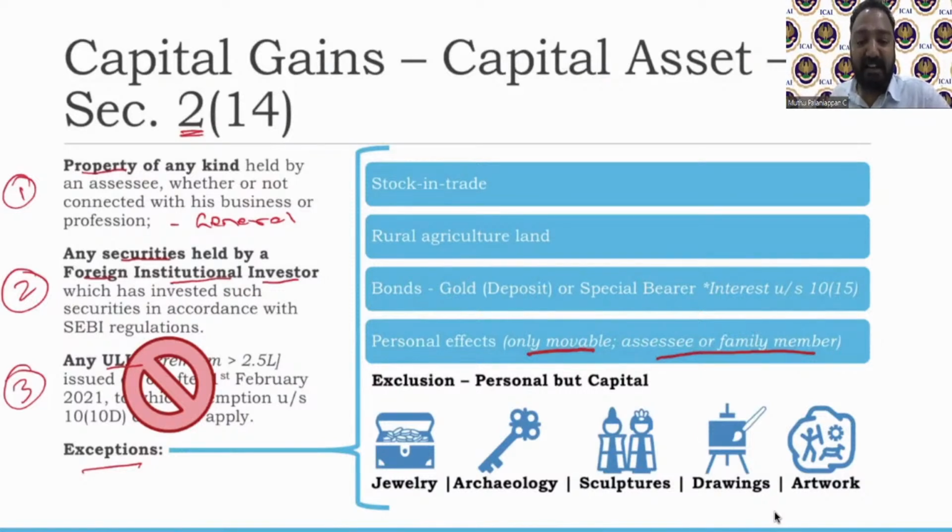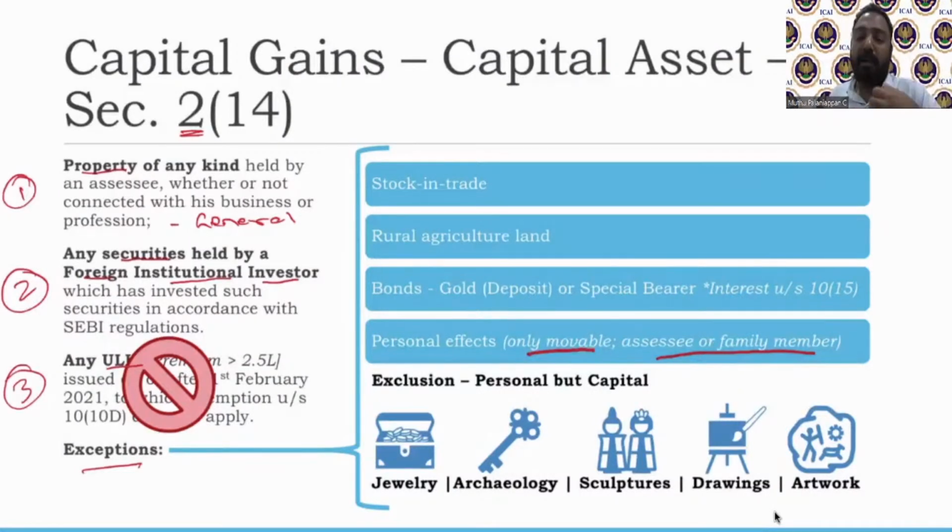Jewelry, archaeological collections, sculptures, drawings, and any other art form. So jewelry, even if it is a personal asset, even if it is a movable asset, it is still a capital asset. Any archaeology asset. What is archaeology? Old historical monument or something where you have identified some asset out of it. Such assets, even if movable, are still a capital asset. And sculptures, old sculptures or whatever it is, even if personal, it is a capital asset.